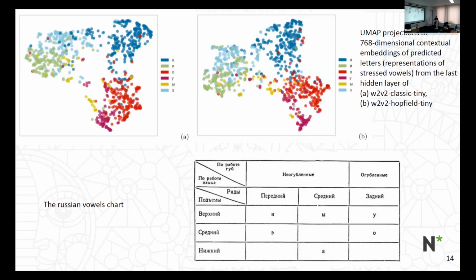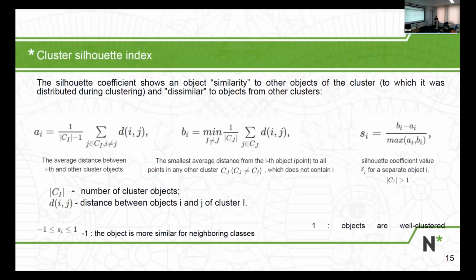But then we tried to evaluate this clustering with the cluster silhouette index, which shows the object's similarity to other objects of its cluster. First of all, it finds the average distance between the object and other objects of its cluster. Then the smallest average distance from this object to all points in any cluster which doesn't contain it. And then there is a formula which shows the finding of the silhouette coefficient value.